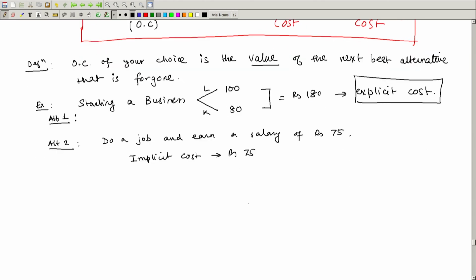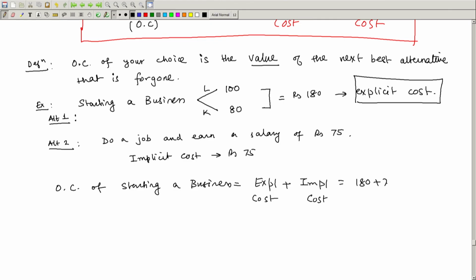Right? And therefore, your opportunity cost of starting a business is the sum of the explicit and the implicit cost, which is 180 plus 75, which is rupees 255. Now, if you do not factor the implicit cost into account and only include the explicit cost, then you would have underestimated your cost, right?